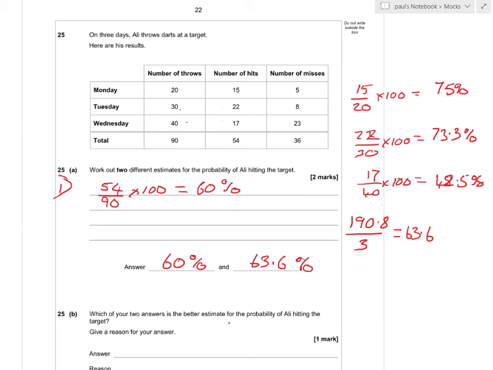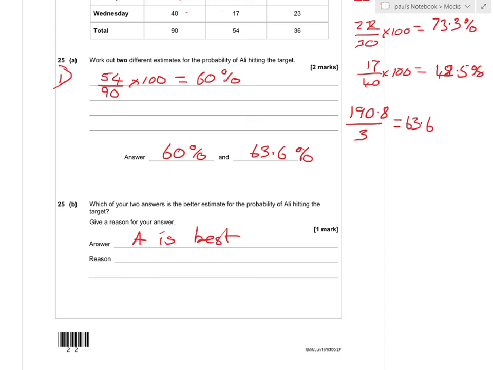Which of your two answers is a better probability? I think answer A is best. Reason. Why is answer A best? Answer A is best because it's... Did we have to work out a percentage or could we just set a probability? Yeah, I don't know.